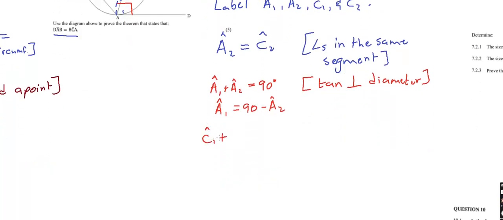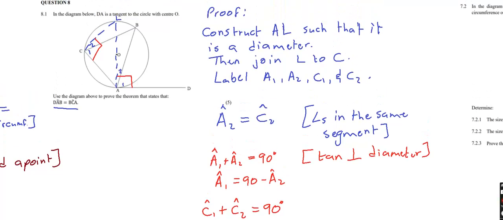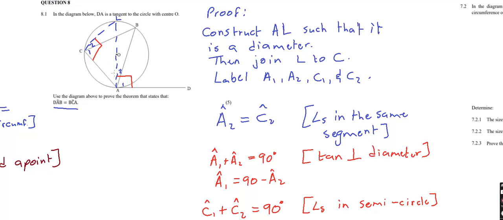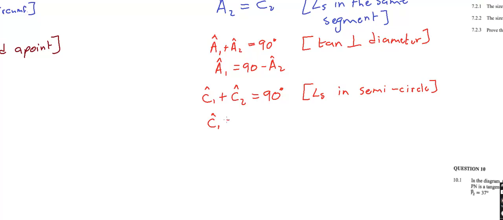C1 plus C2 also equals 90. It's subtended by a diameter, so we say these are angles in a semicircle. And we can make C1 the subject of the formula again, because we said we are trying to compare A1 to C1. So C1 is going to be 90 minus C2.